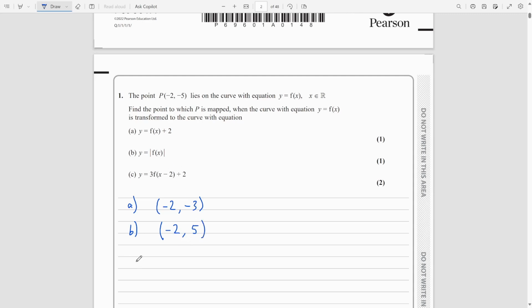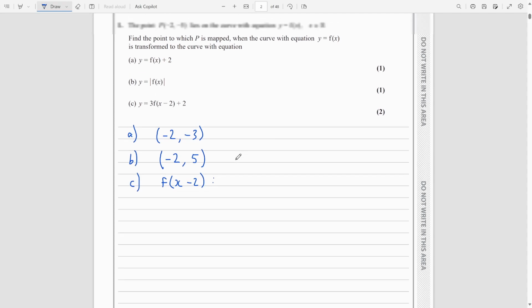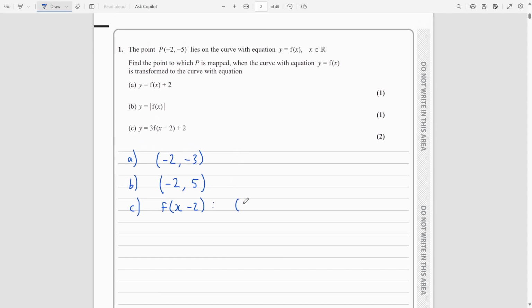Okay, finally we've got a bit more going on in part C. So there's a few things to do, so it's best to work from the inside out here. What I'd do is keep track of one transformation at a time. So what would f of x minus 2 be doing? Well, that is a translation of 2 units in the x direction. I'll just keep track of what the transformation is. So f of x minus 2 will add 2 to the x coordinate. So that means our -2 is going to become 0, and the y coordinate will stay the same.